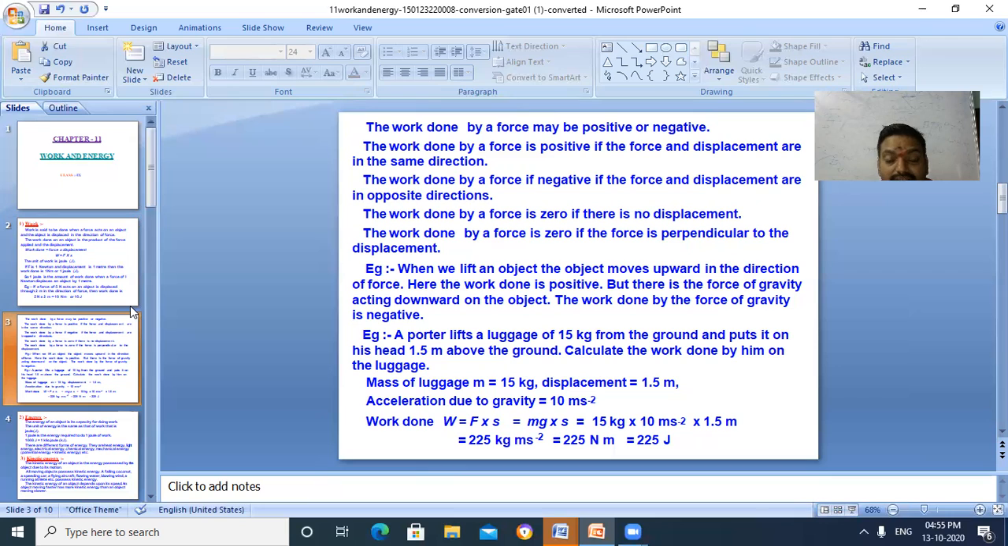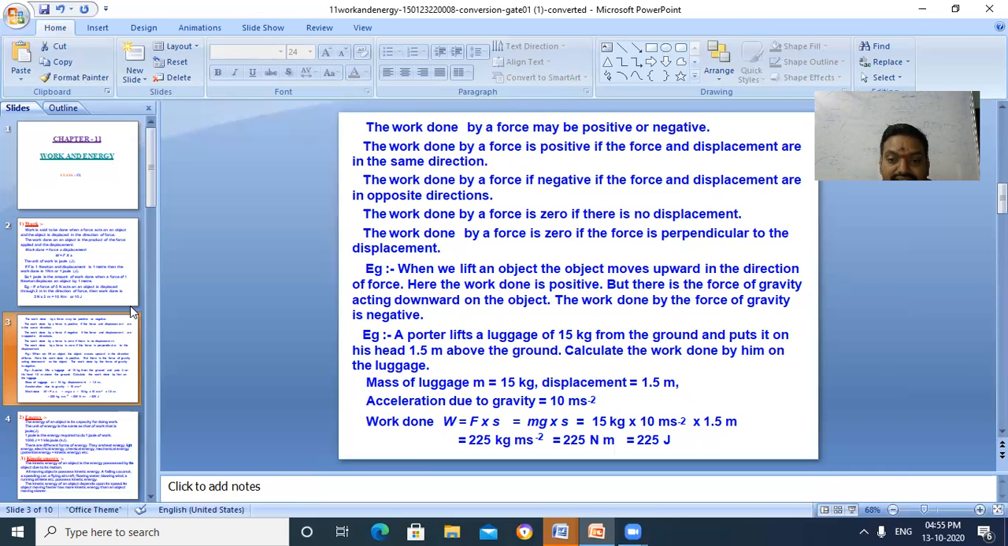Now, some examples that we practically come across in day-to-day life: when we lift an object, the object moves upward in the direction of force, so the work done is positive. But the force of gravity acts downward on the object, so the work done by gravity is negative. Let's take one more example. A porter lifts a luggage of 15 kg from the ground and puts it on his head 1.5 meters above the ground. Calculate the work done.